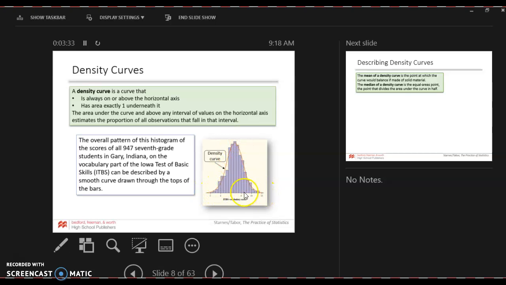Now the area, if you had calculus previously, you could find the area of this using integrals. We're going to call this a special curve in a little bit, called a normal curve, also known as a bell curve.